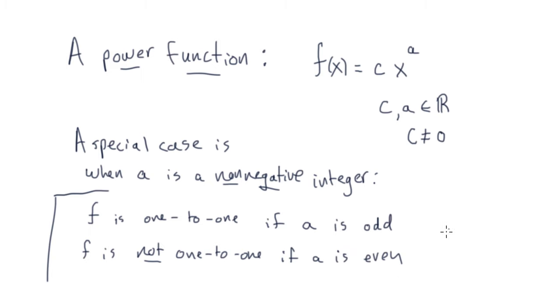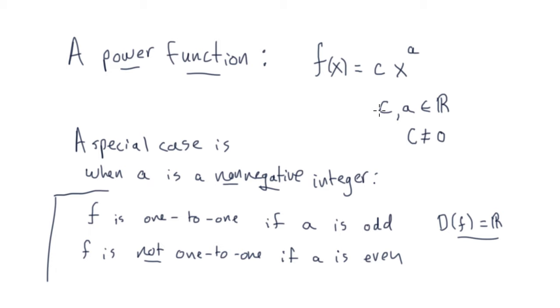But in both cases, the domain of f is all real numbers. There's no problem plugging in any real number into a power function. And now the range is a little bit trickier. So the range will be all real numbers if a is odd. And then if a is even, it's either going to be 0 to infinity or negative infinity to 0, depending on whether c is plus or minus. But we'll explore that a little bit later when we look into actually the calculus of power functions. That's when that will come up again.